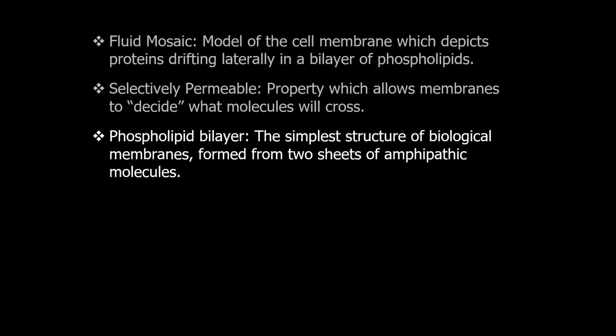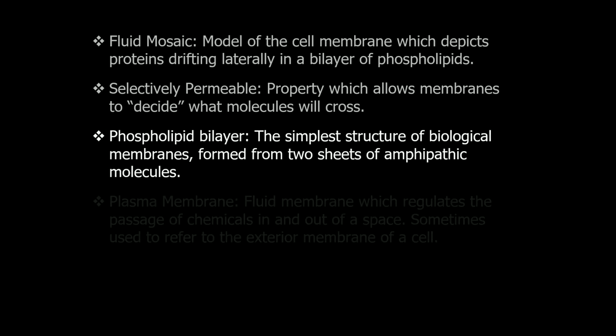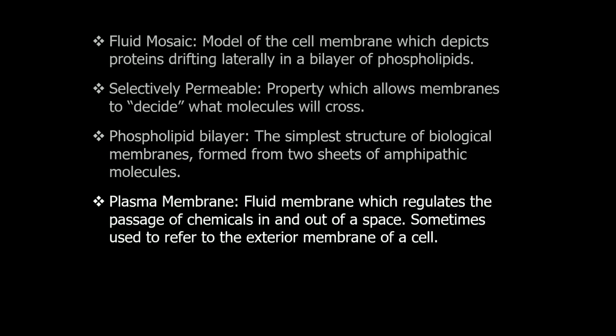Phospholipid bilayer refers to only the most basic structure of the cell membrane without all of the extra proteins and other things included as well. So while it would be correct to say that the cell membrane is a phospholipid bilayer, you wouldn't just point to it and say phospholipid bilayer. You would call it the cell membrane.